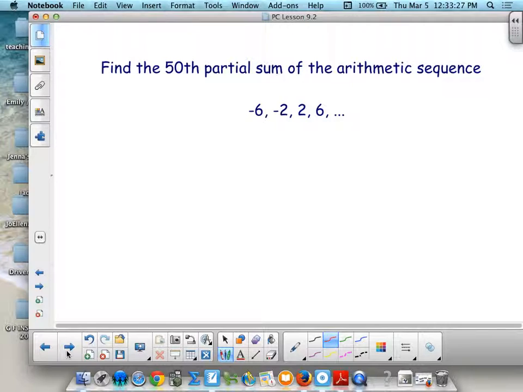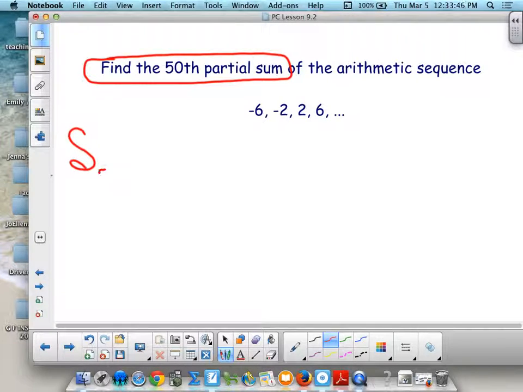All right, let's do it again. Find the 50th partial sum of the arithmetic sequence. All right. So tell me how many numbers I'm adding up. 50. There you go. You should know that's how you start. The sum of the first 50 terms.